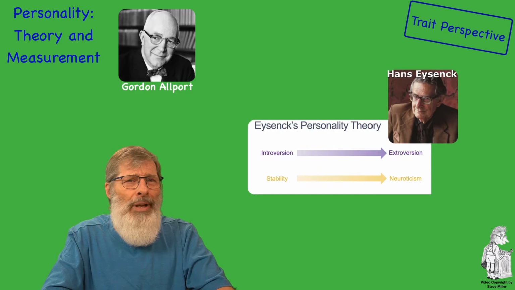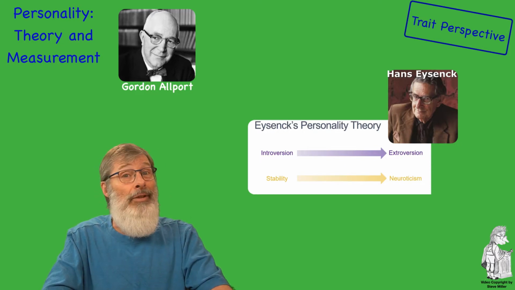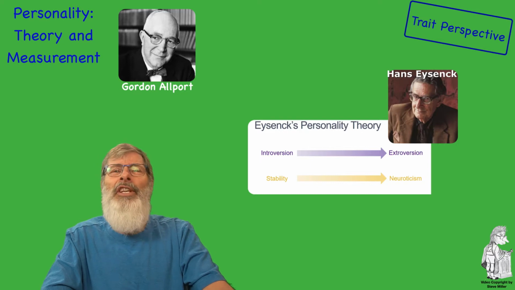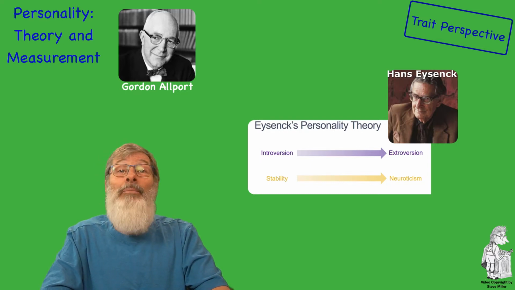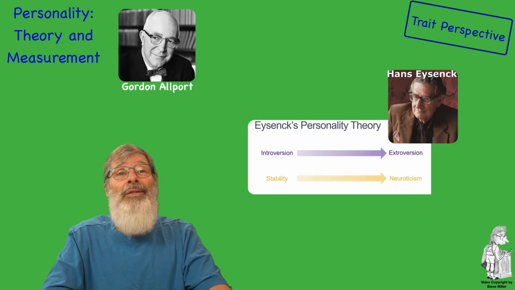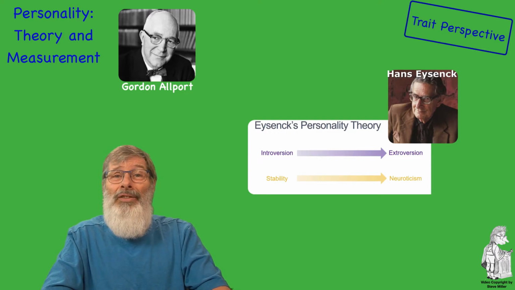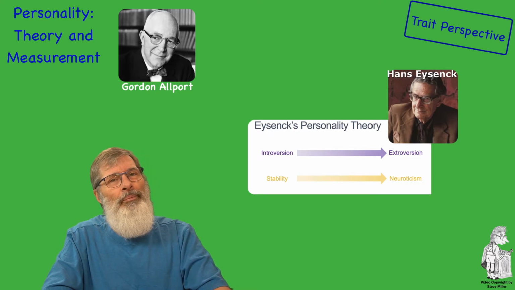Extroverts are sociable, outgoing, and active, whereas introverts are more withdrawn, quiet, and introspective. The second grouping was emotional stability versus instability, or neuroticism. Unstable, neurotic people are anxious, excitable, and easily distressed, whereas emotionally stable people are calm, even-tempered, and more easygoing.